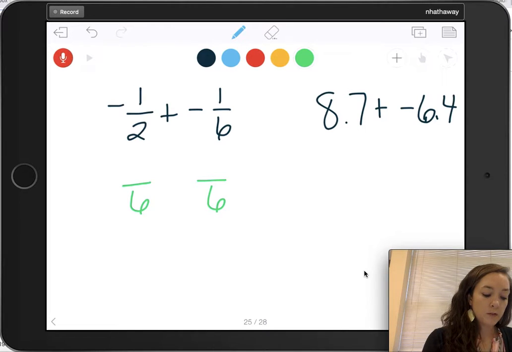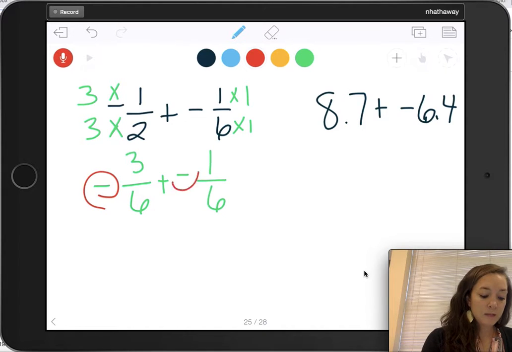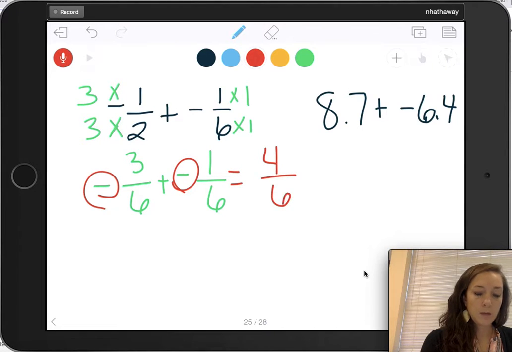1/2 over 6. So 2 times what number gives me 6? 2 times 3. 1 times 3 is 3. Keep my negative. I'm going to keep my signs. Negative 1/6 is just negative 1/6. I'm not multiplying by anything but 1. Now I have a common denominator. Now, do I have the same sign or different sign? Same sign. So I'm going to add my numerators, keeping my denominator the same, and I'm going to keep my sign, negative 4/6.